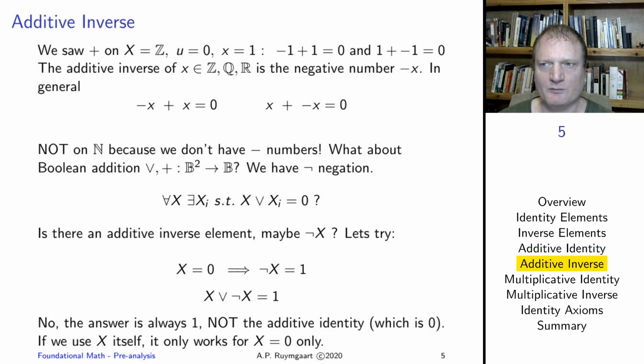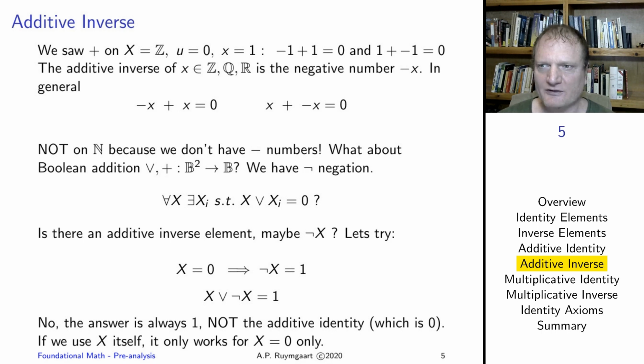For example, take the number 2 in the set of natural numbers. 2 plus something would have to equal 0, but there is no negative 2, so there is no element inside the set of natural numbers that satisfies this condition.